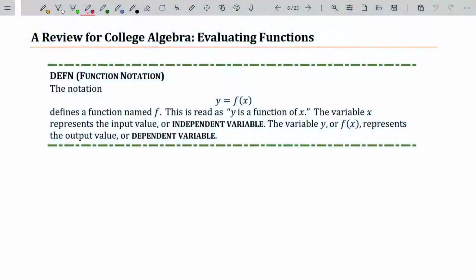Hello, my name is Roy Simpson, Professor of Mathematics at Cosumnes River College in Sacramento, California. This video is a second video on a review for college algebra students concerning functions. In this video, we're going to review briefly function notation and evaluate some functions. Again, just like the last video, the material here is completely review. You should already know all of this, so I'm going to rocket my way through it.